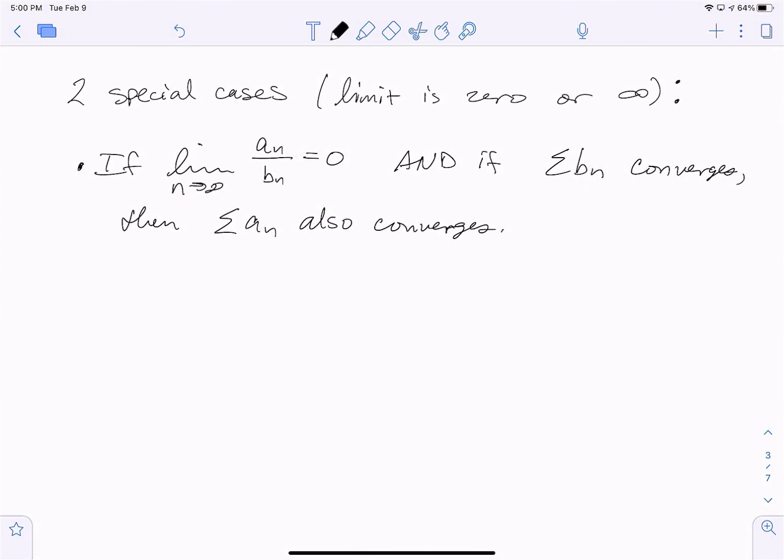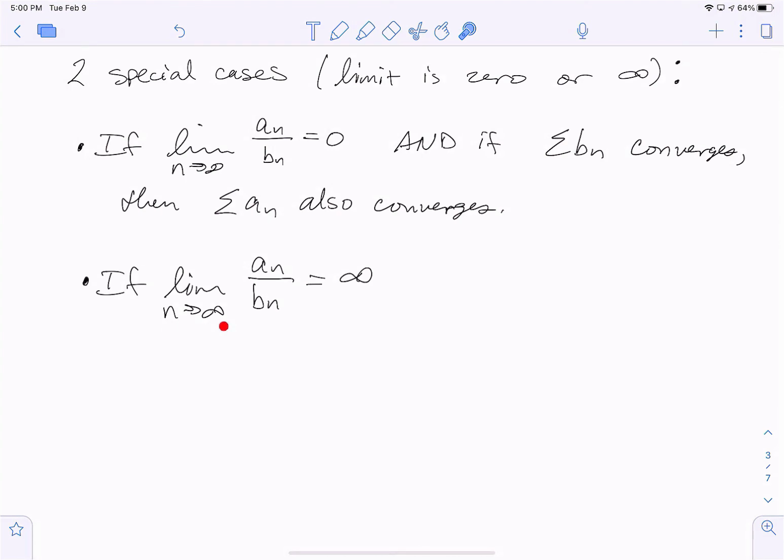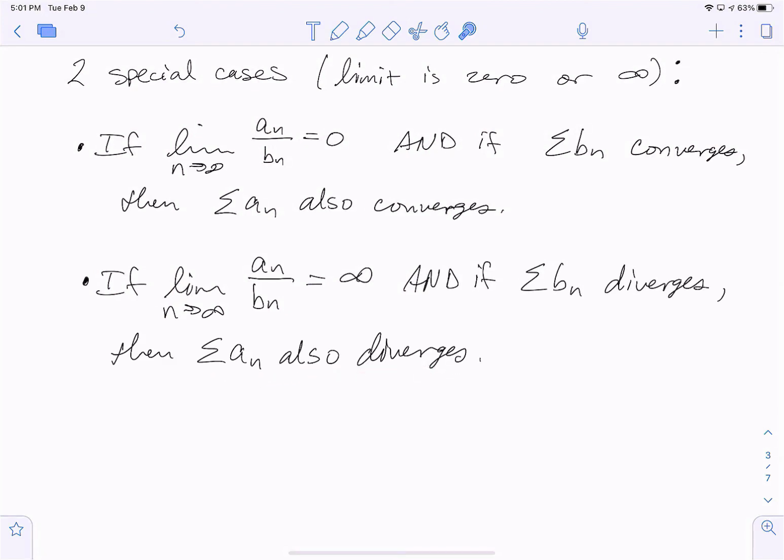On the flip side, if the limit as n approaches infinity of a sub n over b sub n is equal to infinity, and if sigma b sub n diverges, then sigma a sub n also diverges. Again, the way I understand this is that if the denominator series blows up to infinity, but then the ratio also blows up to infinity, then a sub n has to blow up to infinity. Note that in both of these cases, we actually have to know something about the denominator series b sub n. So now it matters which one we put in the denominator.